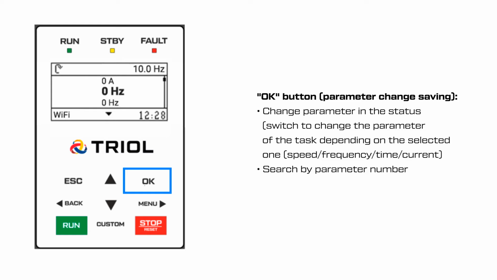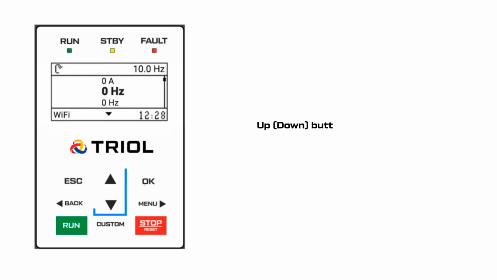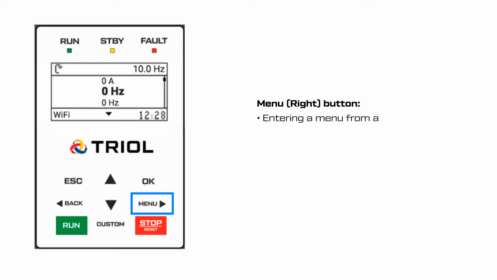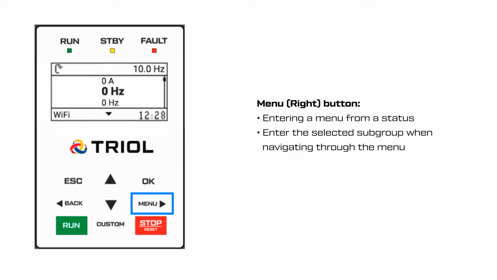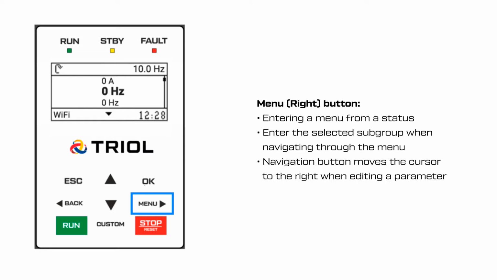Search by parameter number. Hold in the status for 2 seconds. Up, down buttons. Navigation keys. Parameter value change. Menu, right button. Entering a menu from a status. Enter the selected subgroup when navigating through the menu. Navigation button moves the cursor to the right when editing a parameter.